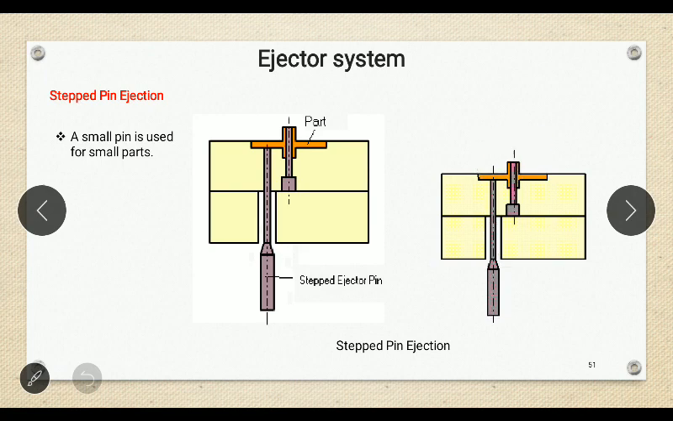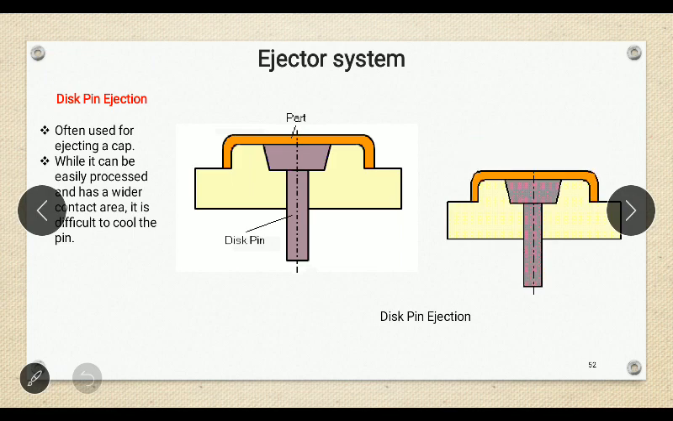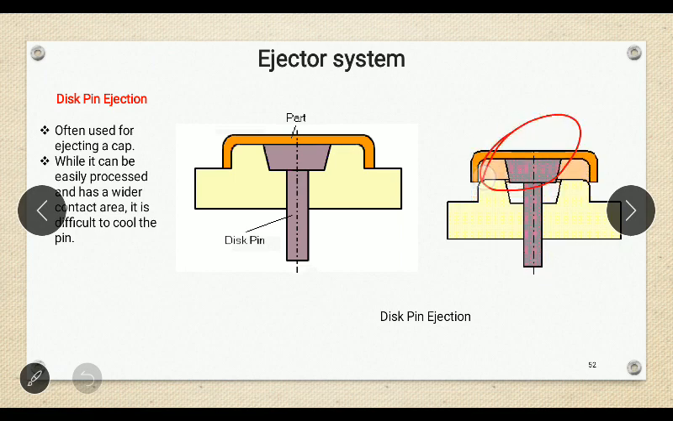The stepped pin ejection system shown in the figure is used for small and delicate components. Here you can see this small component. To remove these delicate and small parts, a staple type ejection system is used. Next is the disc pin ejection system. The disc pin ejection system is used for ejecting discs or cups. It has wide contact with the component, as we can see in this animation. So it makes large contact with the component, making it easy to withdraw.